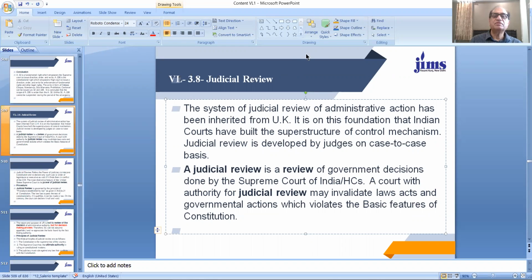What is judicial review? Judicial review is a review of government decisions done by the Supreme Court of India or by the various high courts. A court with authority for judicial review may invalidate laws and acts and governmental actions which violate the basic structure or basic features of our constitution.